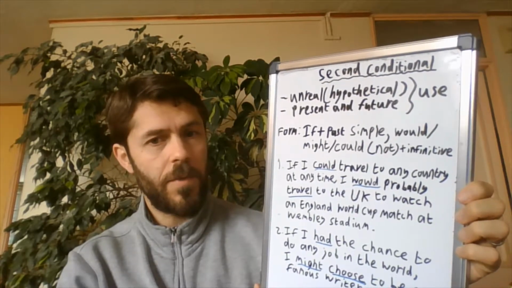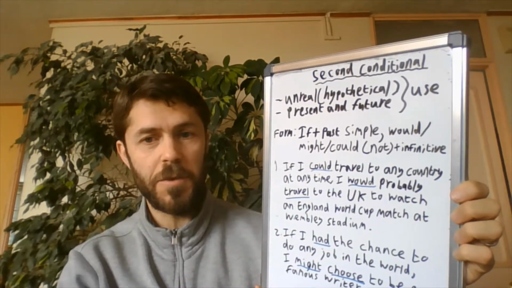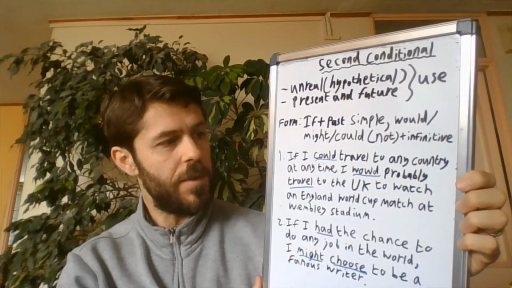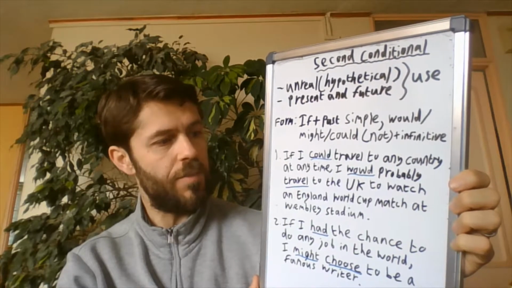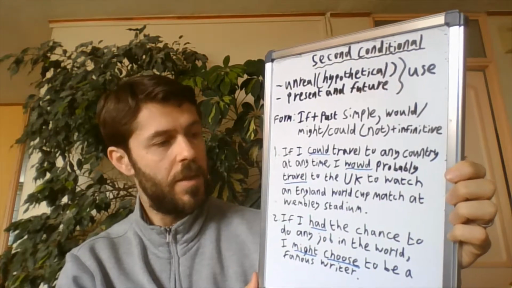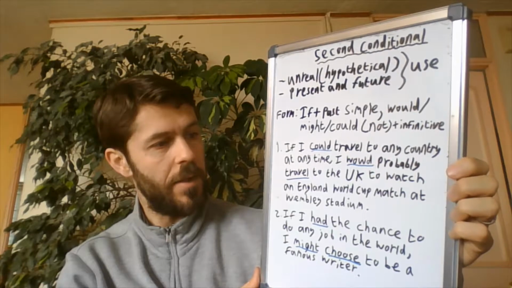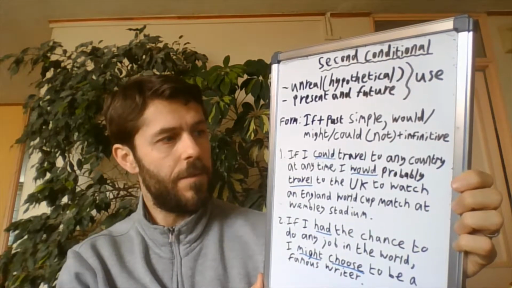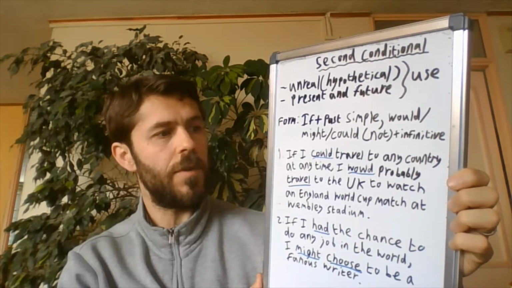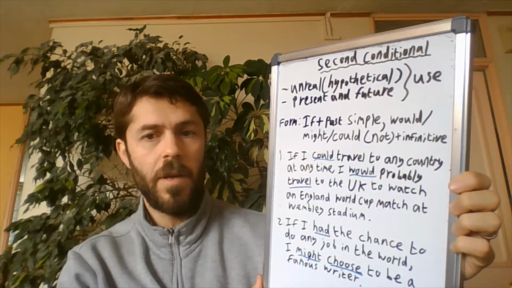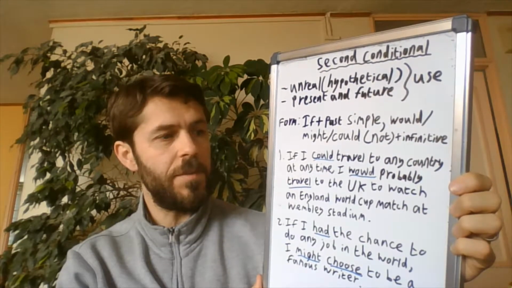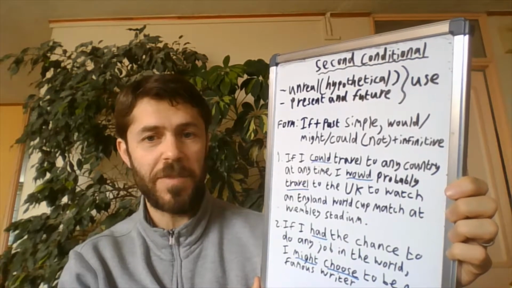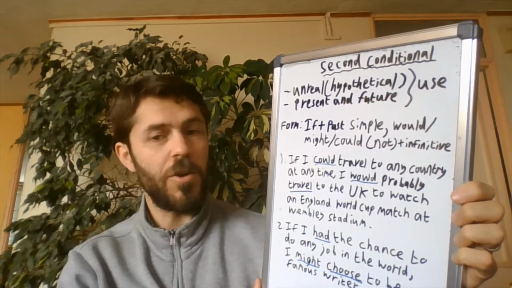Okay, so my answer to question one, let's see if you got the idea from the pictures. If I could travel to any country at any time, I would probably travel to the UK to watch an England World Cup match at Wembley Stadium. Okay, so first, if I could travel to any country at any time. This means that in reality I can't. Right, that's not possible. Right, it's unreal.